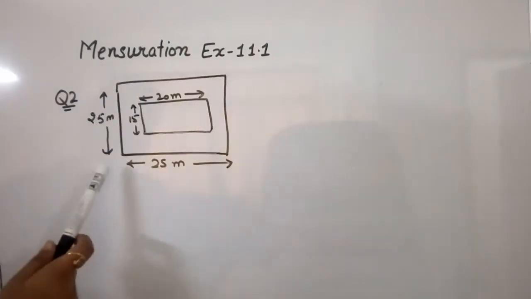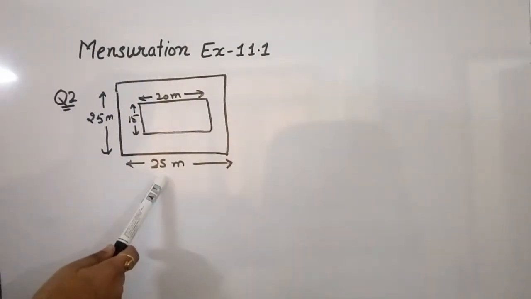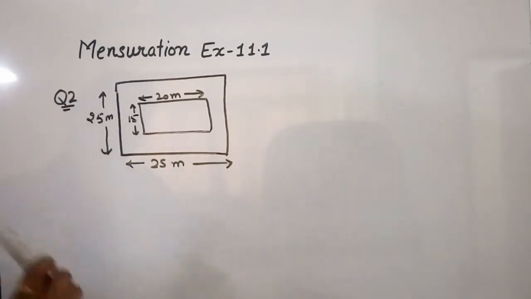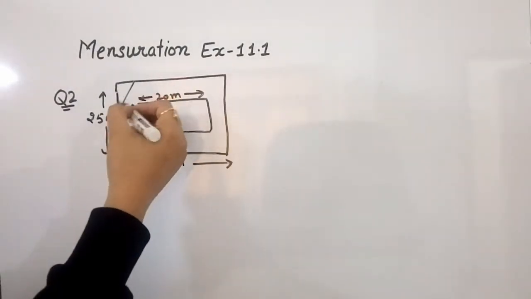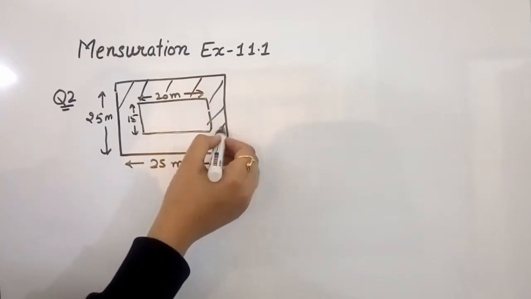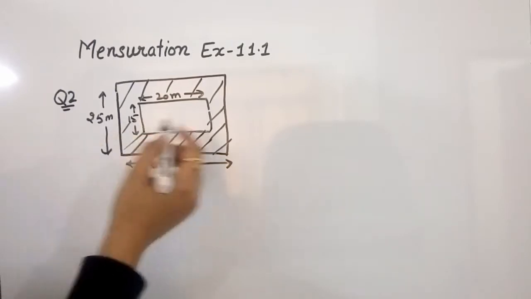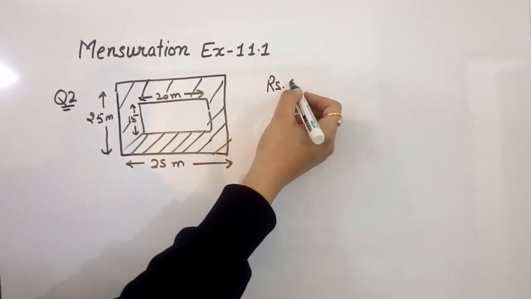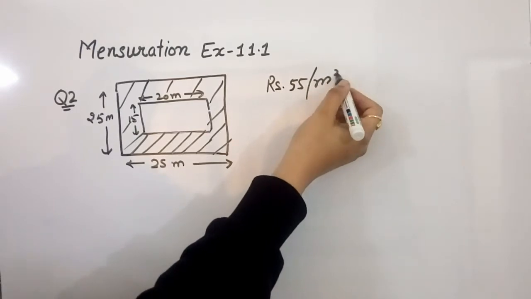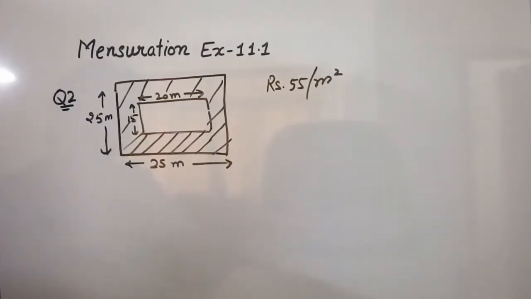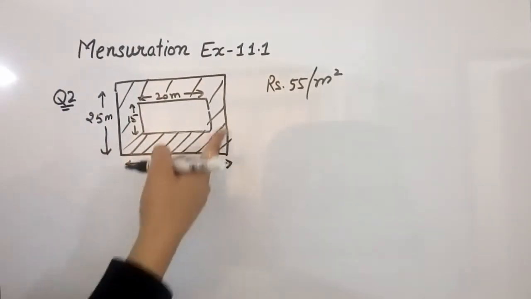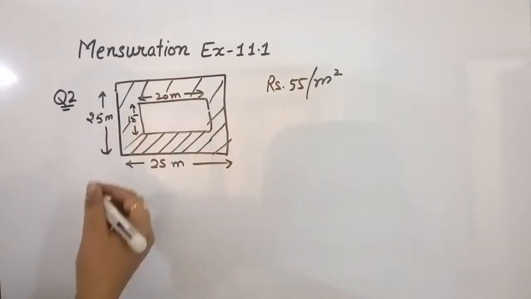So here she has a plot with size 25 into 25, means it is a square, and she wants to build a house in between of size 15 into 20 meters. And here outside this house she wants a garden, and to make this garden the cost is rupees 55 per meter square. So we need to calculate the cost of developing a garden. So what we will do, we will find area of both this plot and this house.